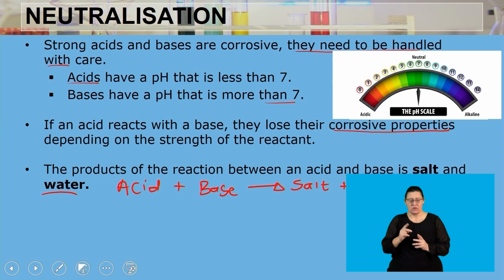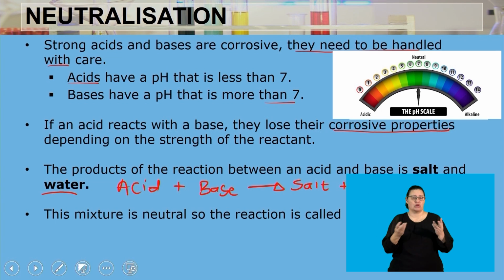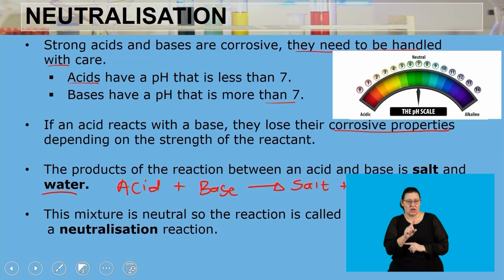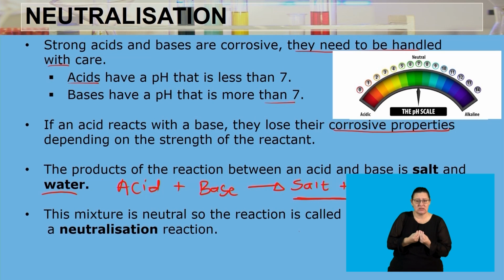Now the salt that is being produced there is going to be a neutral salt. So this mixture, as we have said, is neutral. So the reaction that we are talking about here is called a neutralization reaction. The salt that we get as a product of acid and base is going to be neutral. Because of that, the entire reaction is called a neutralization reaction, because the acid and the base are going to neutralize each other in order to produce salt and water. So the products of those two are salt and water.